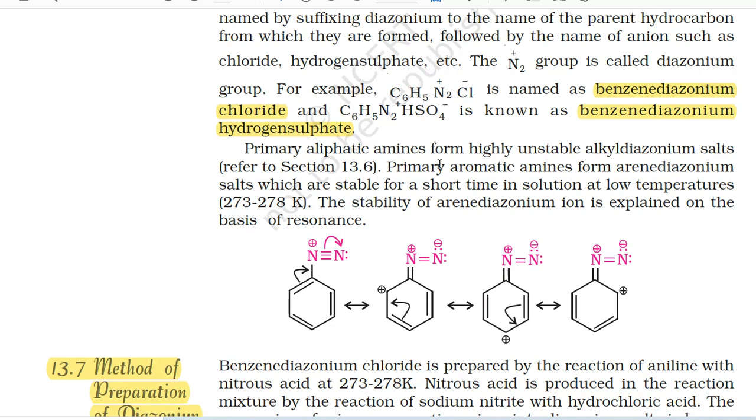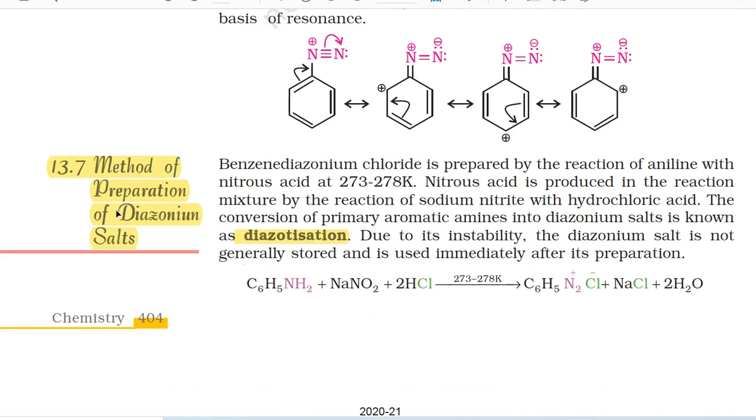Primary aliphatic amines form highly unstable alkyl diazonium salts, refer to section 13.6. Primary aromatic amines form arene diazonium salts, which are stable for a short time in solution at low temperatures (273 to 278 Kelvin). The stability of the arene diazonium ion is explained on the basis of resonance.